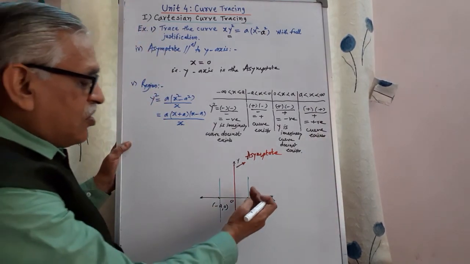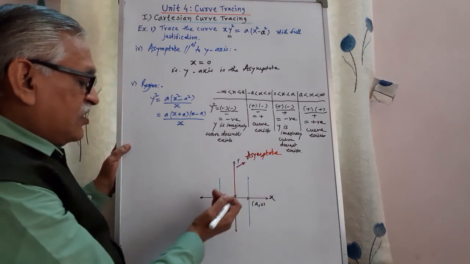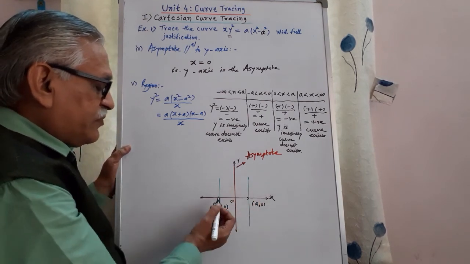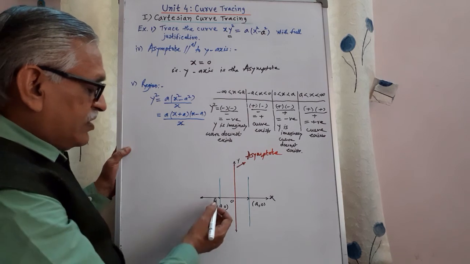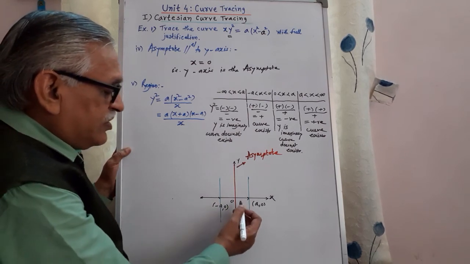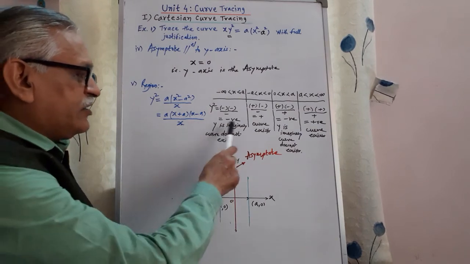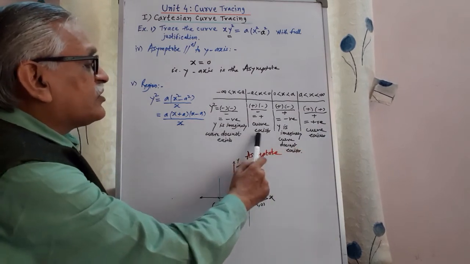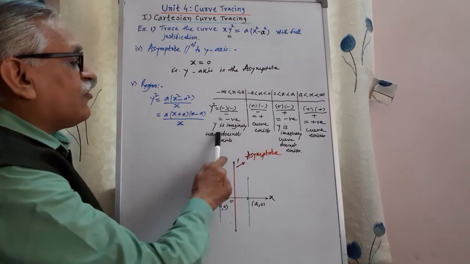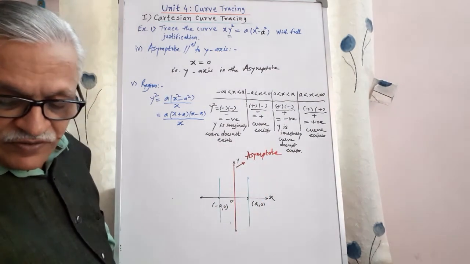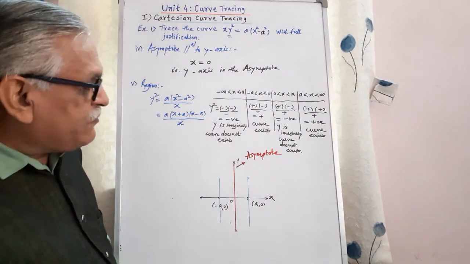Therefore, on this side the curve exists, and it exists between minus a to 0. Here the curve does not exist, here the curve does not exist, and therefore in two parts the curve exists, this one and this one, and for the remaining two parts the curve does not exist. Therefore we try to complete the figure.